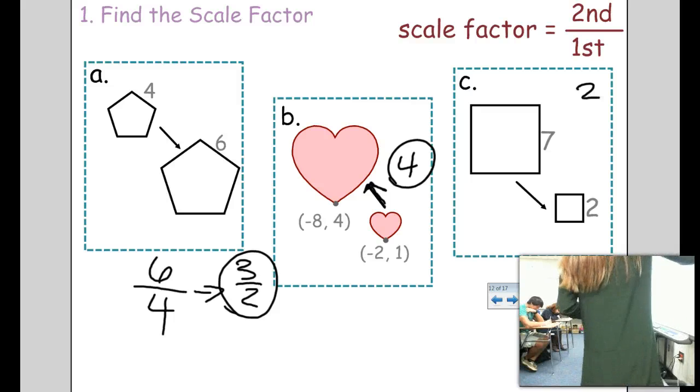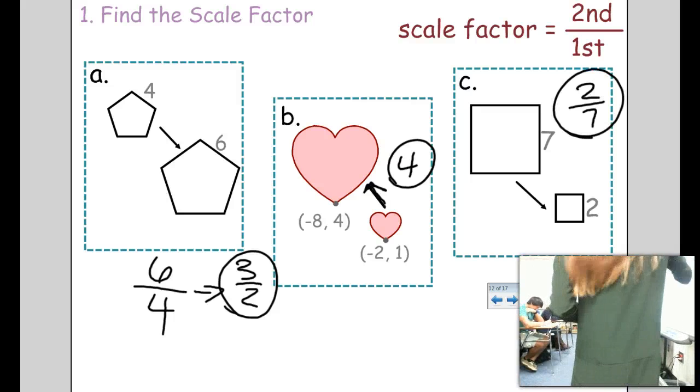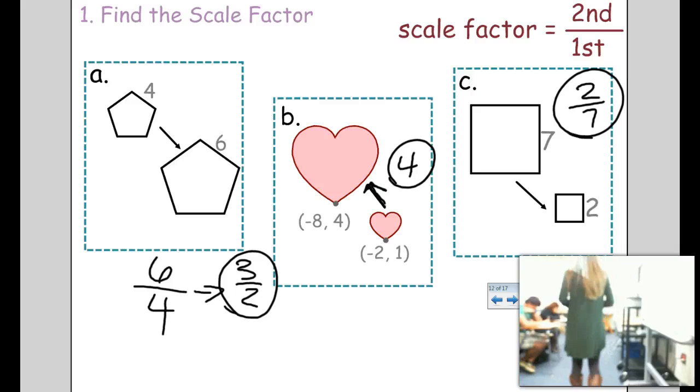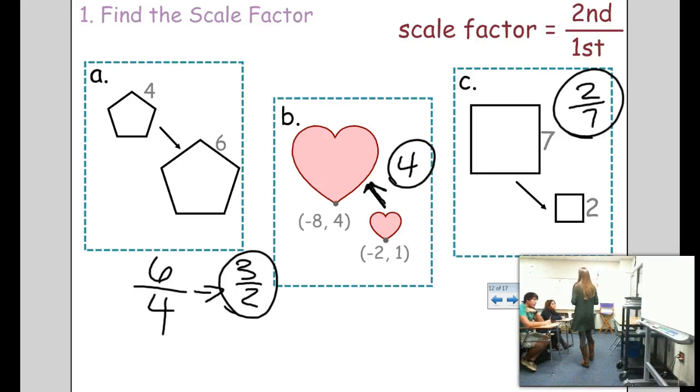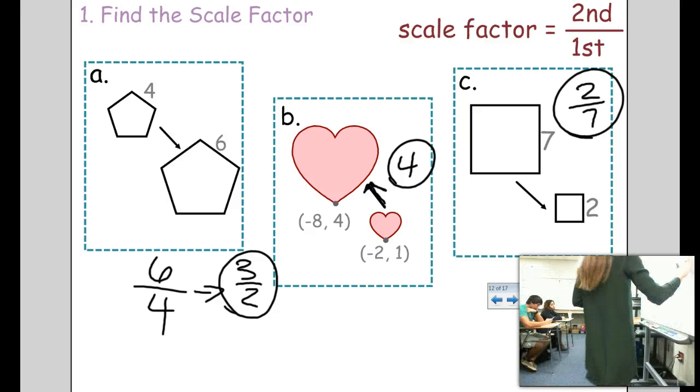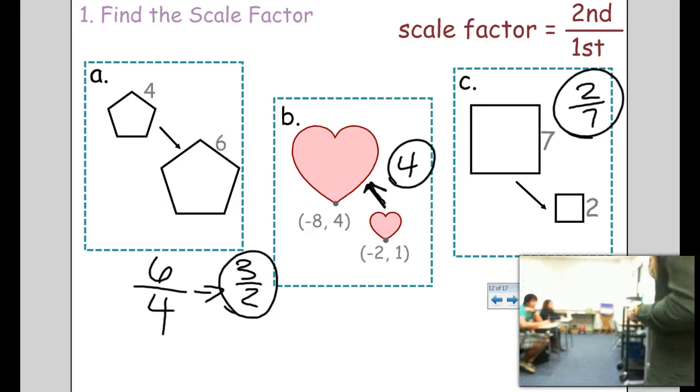Yes, very good. 2/7. You can't reduce that, because there's no number that divides into both of those. So 2/7 is the final answer. Second over first, so it's not 7/2, it's 2/7. You put the number from the second figure over the number from the first figure. Let's move on.